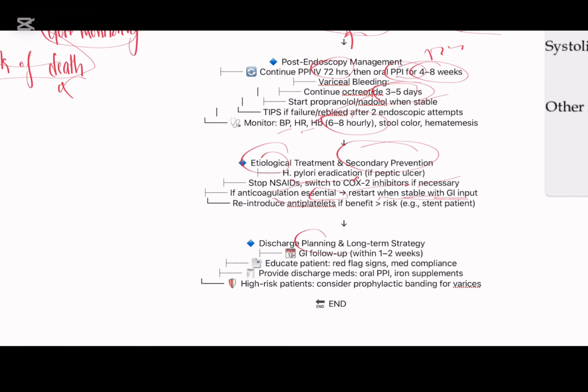We can do discharge and long-term strategy. We should arrange GI follow-up within 1 to 2 weeks. We should educate the patient regarding red flag signs and complications of the medications. We should provide discharge meds, oral PPI, and iron supplementation. Patients with variceal bleeding are considered for prophylactic banding for varices. Thank you.